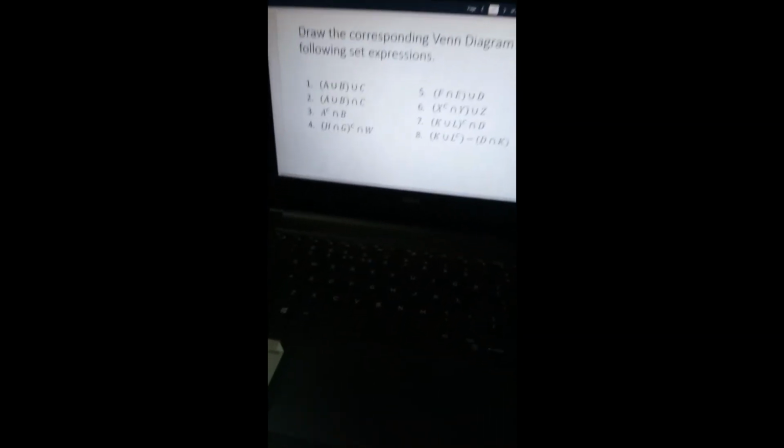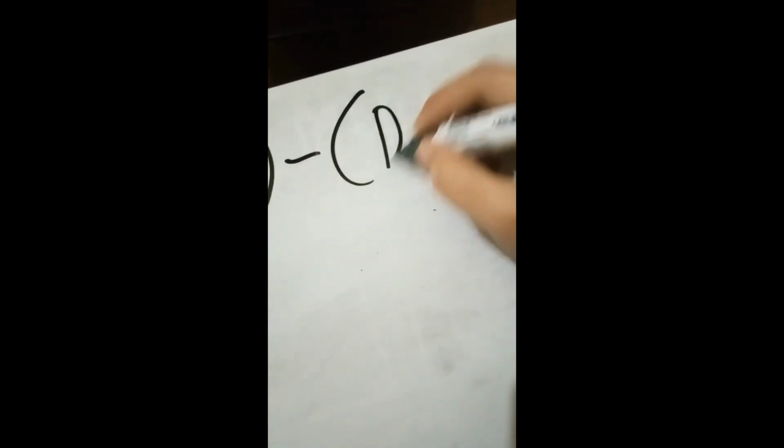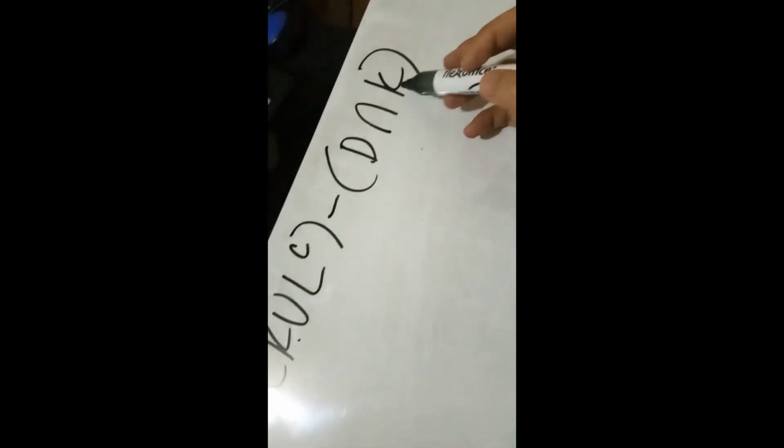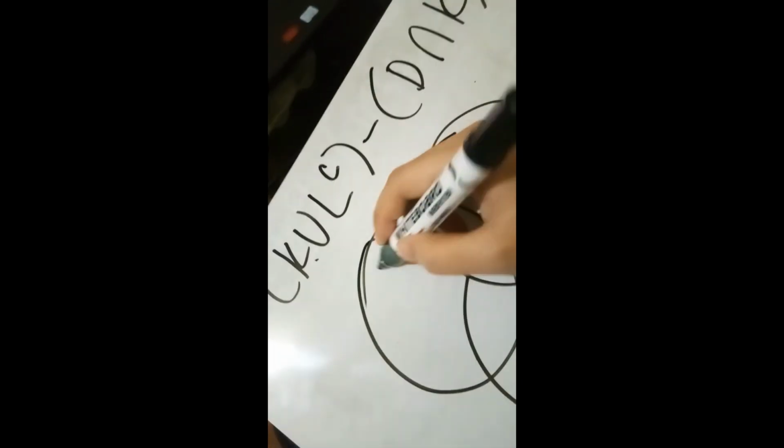Itong pinakabongga, number 8. So number 8 tayo. We have K union L complement minus D intersection K. Ito, medyo mahirap. In here, 3 sets lang to. Set K dito, magkaparehas. Kasi nga diba, no repetition, K, L, and then D.